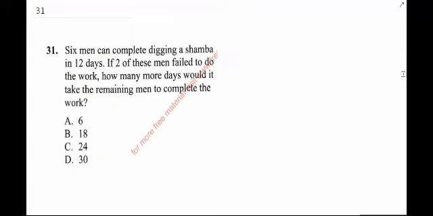Question 31 says 6 men can complete digging a trench in 12 days. If 2 of these men fail to do the work, how many more days would it take the remaining men to complete the work? Now 6 men can dig for 12 days. The first thing you need to do is identify what one man will do. For one man, it will take him 6 times 12 days, which is 72 days.